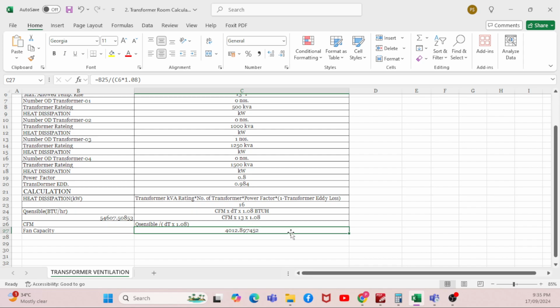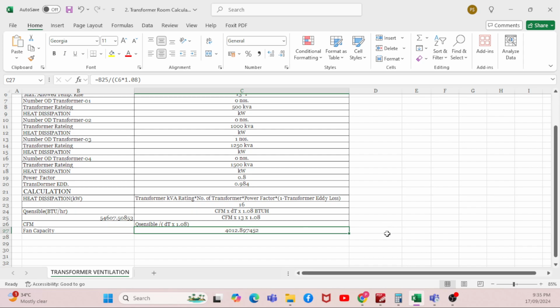So this is the fan capacity we require to calculate, whatever heat is to be taken out from the transformer room. This is the airflow rate required so that the heat coming from the transformer can be taken out.